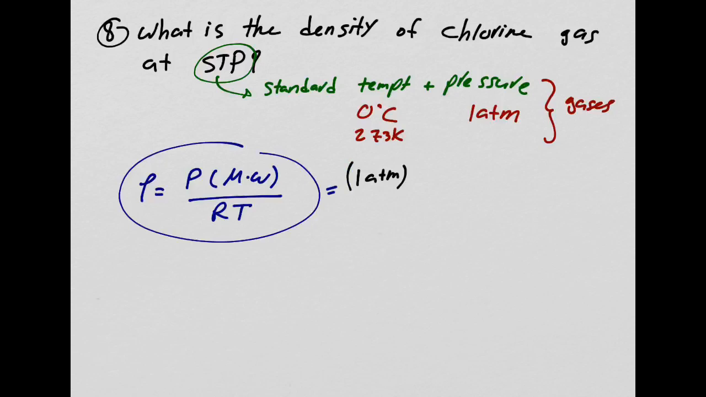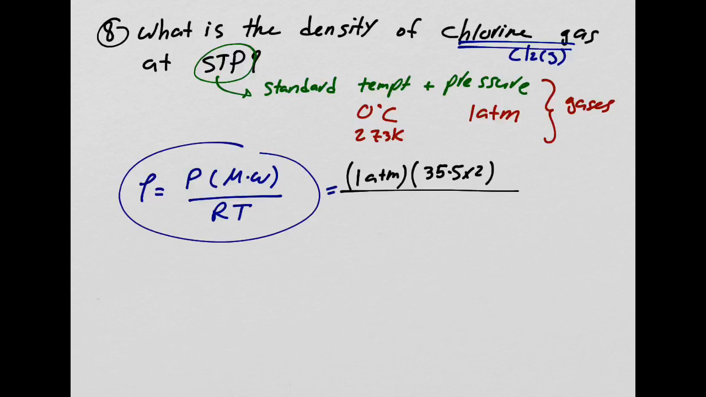What is the molecular weight of chlorine gas? This is where people might make a mistake. Chlorine gas, when I say chlorine gas, I really mean Cl2 gas, right? So chlorine gas is not Cl, it's like hydrogen gas, it's H2, oxygen gas is O2, those are diatomic molecules. So the molecular weight of chlorine gas would be 35.5 times 2 because chlorine gas is Cl2.